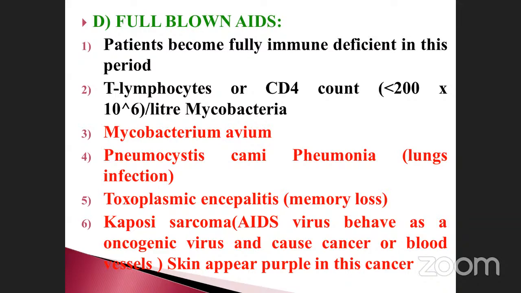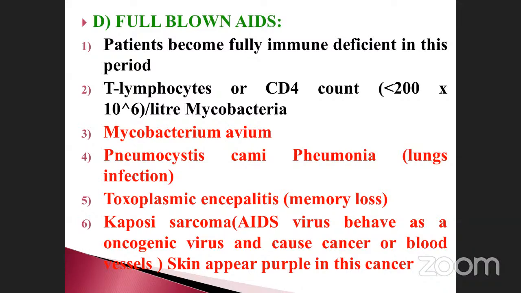And the third one is called Mycobacterium avium, Pneumocystis carinii pneumonia, a lung infection, and toxoplasmic encephalitis. We will discuss it in detail later. Toxoplasmic encephalitis is nothing but memory loss. Kaposi sarcoma is another type of AIDS-related condition. It is similar to an oncogenic virus, a cancer-producing one, which causes cancer of the blood vessels.